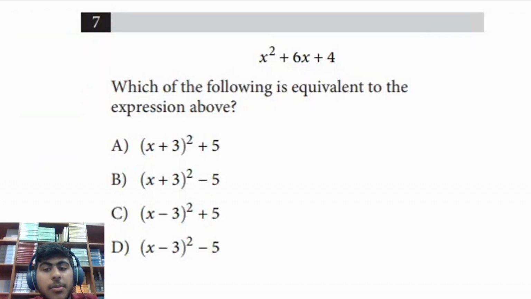All right, let's go to number 7. We're given the expression x squared plus 6x plus 4, and we're asked which of the following is equivalent to the expression above. Now we can see that each one of these has a term that's squared. Essentially, we want to be completing the square.